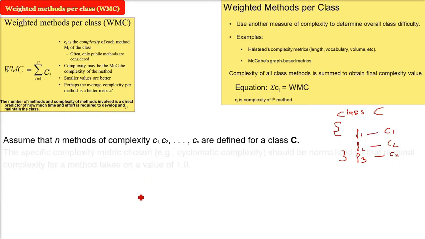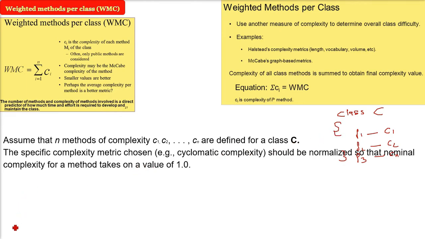Now this complexity can be any complexity. For example, you can assume it to be cyclomatic complexity. You know how to compute cyclomatic complexity. Basis path testing, I told you, the independent paths we find out: E minus n plus 2, the number of regions, and the predicate nodes plus 1. You can also use Halstead's complexity metric, but you need to normalize so that the nominal complexity for a method takes on a value of 1.0.